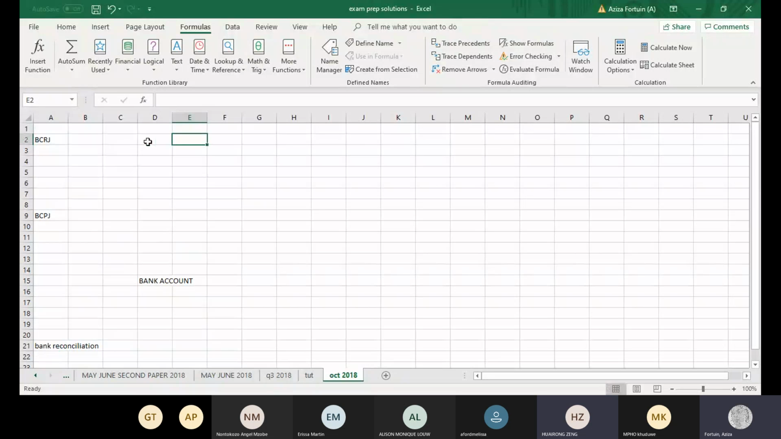Okay, there is a 462 rand. It was returned. Okay, so it's a returned check, so it will go to the receipt journal. 462, that is a returned check.